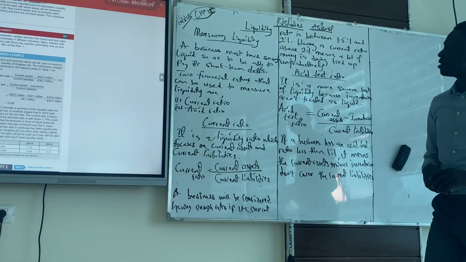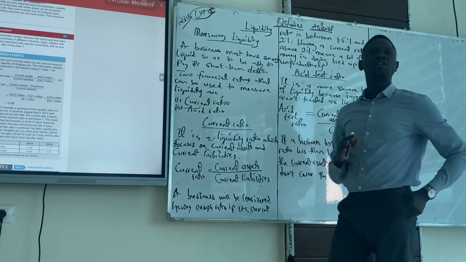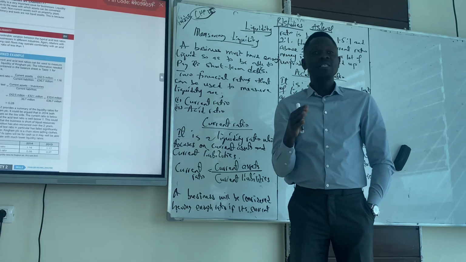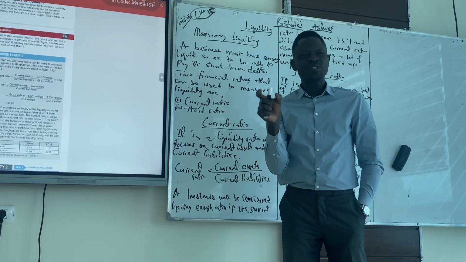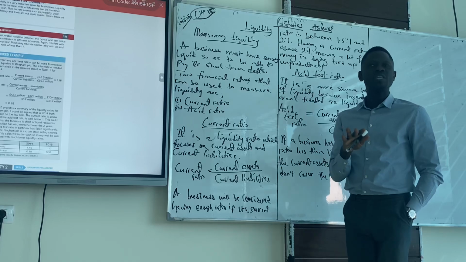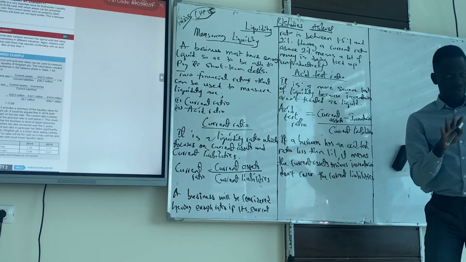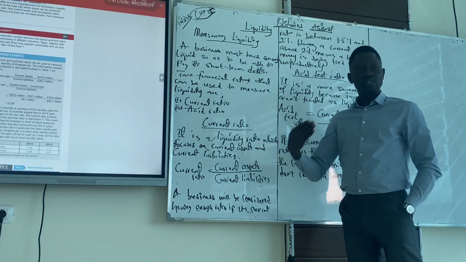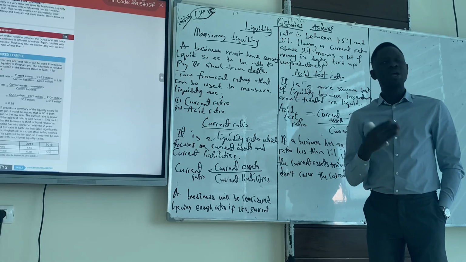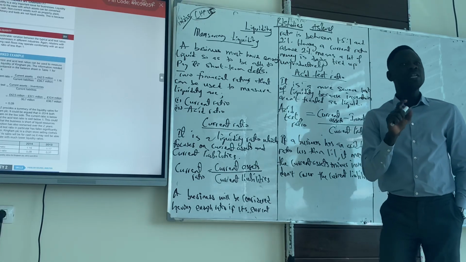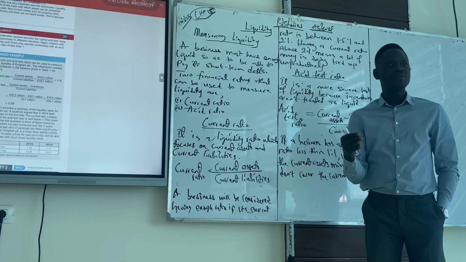Continue with business liquidity. So how do we measure liquidity? First, liquidity simply means the ease at which a business's resources can be turned into cash. That is what liquidity is about. So how do we measure liquidity, and why do we have to measure liquidity? We have to measure liquidity because without liquidity, we might not be able to pay for our short-term debts.